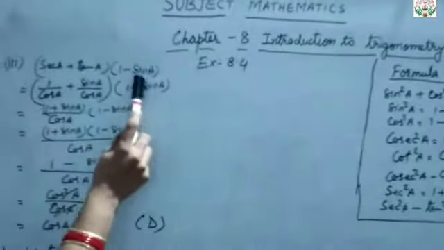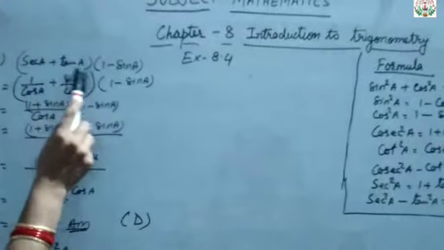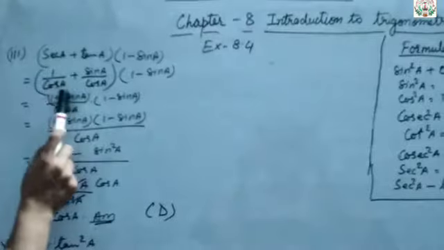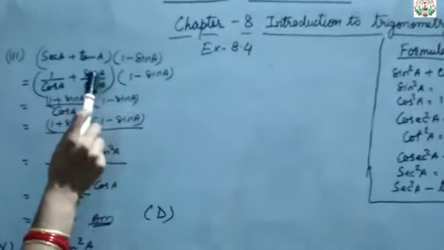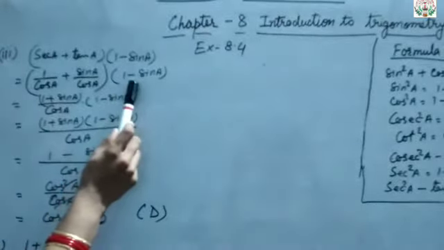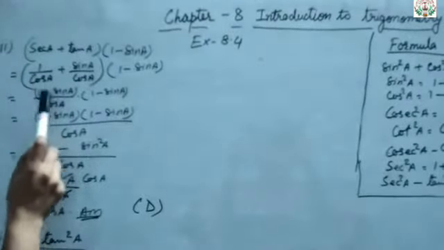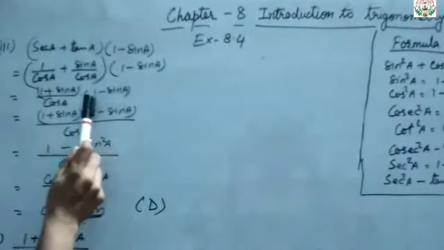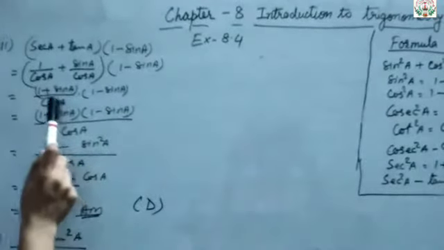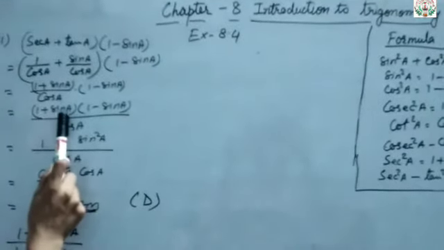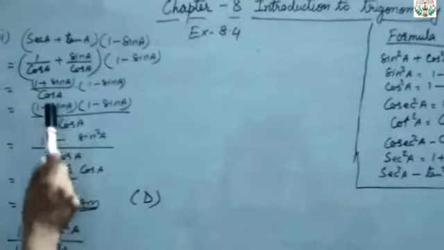Now come to the third question. The third question is sec A plus tan A into 1 minus sin A. Now convert this sec A and tan A in terms of sin A and cos A. So sec A I can write as 1 upon cos A, plus tan A as sin A upon cos A, into 1 minus sin A. Now take LCM cos A, then what is left in the numerator is 1 plus sin A, into 1 minus sin A. So 1 plus sin A in the numerator into 1 minus sin A, that is A plus B into A minus B, and the denominator is cos A only.